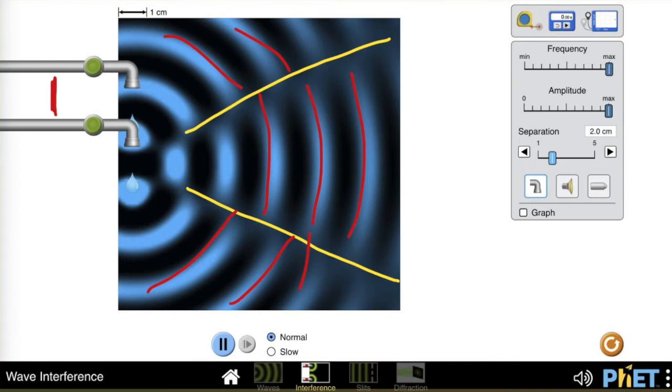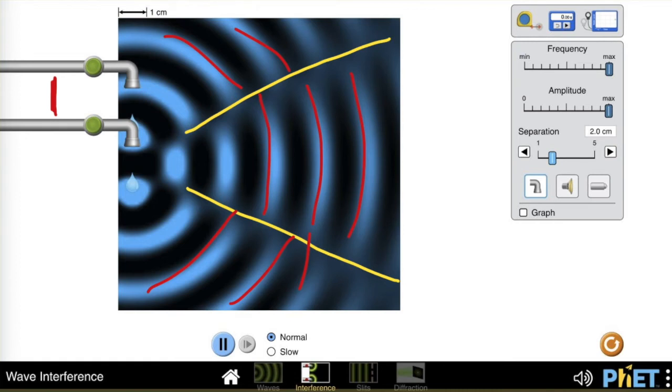So how do you increase the interference pattern? Two ways, and either of these will be on your test. How do you increase the interference pattern between two drippers? You increase the frequency, or you increase the distance between the two drippers. That's how you increase the interference pattern. Increase the frequency or increase the distance between the two drippers.